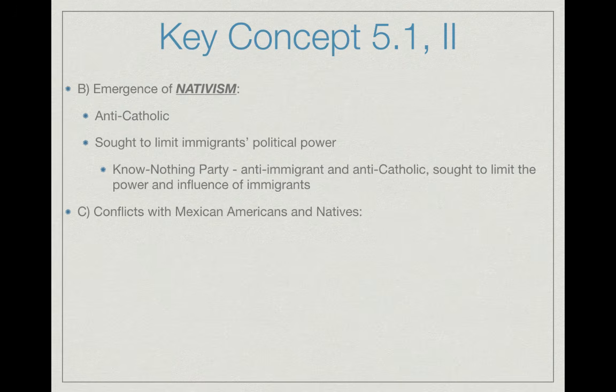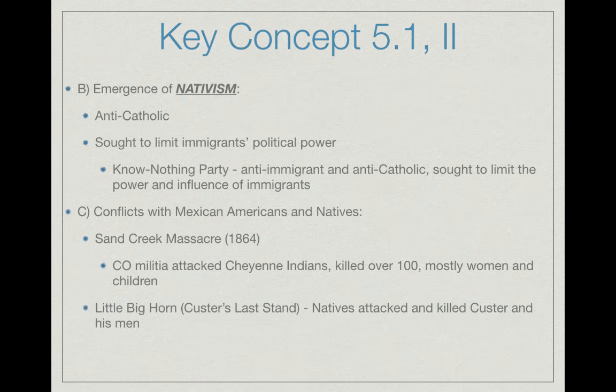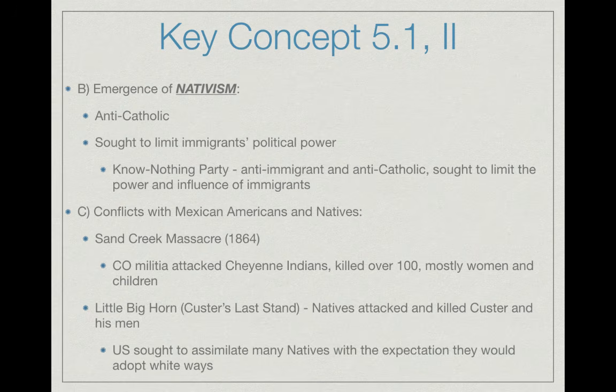During this time, we also have conflicts with Mexican Americans and natives. In 1864, while the Civil War is going on, we have the Sand Creek Massacre, in which a Colorado militia attacked Cheyenne Indians. They killed over 100 Indians, mostly women and children. We have the Battle of Little Bighorn, which is also known as Custer's Last Stand. This is where natives attacked and killed Custer and his men. And the U.S. sought to assimilate many natives with the expectation they would adopt white ways. And this will be a continuing theme into period 6, where we'll spend a lot more time on it.